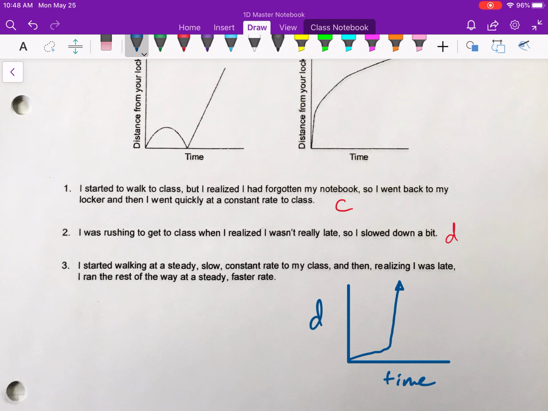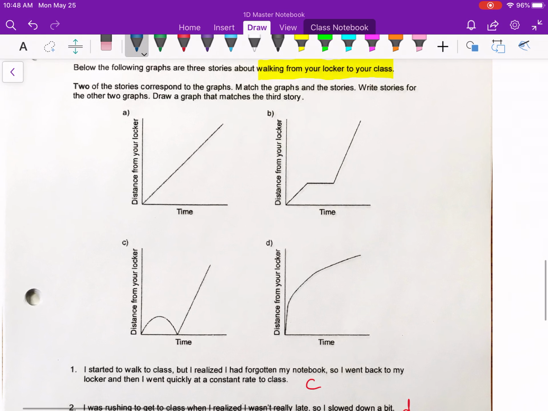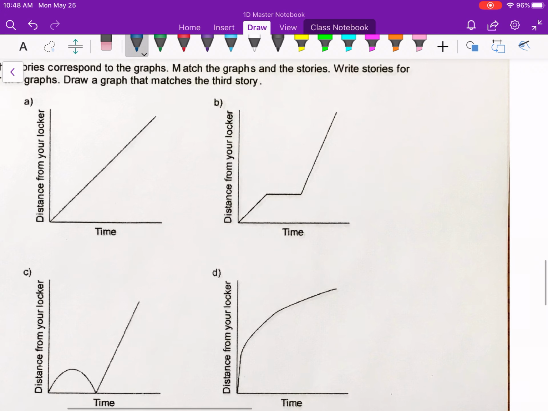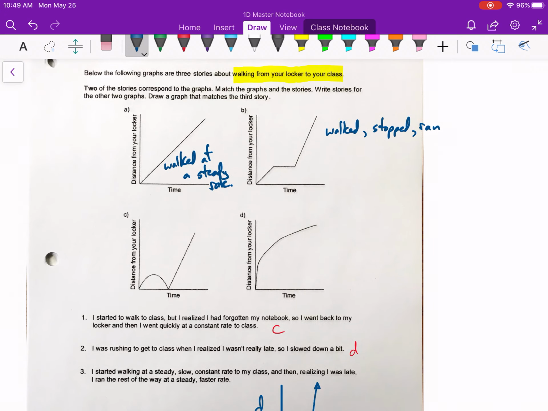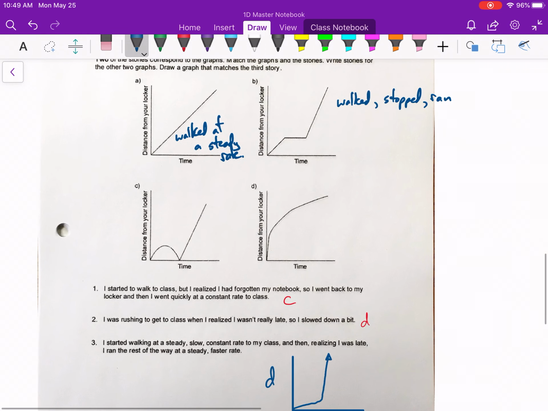As for coming up with stories for the other 2, we still haven't done B or A. Well, I described B. Walked, stopped, ran. That would be, just in some key words, what happened. Walked, then stopped, then ran. Those 3 sections. And this one just walked at a steady rate. And that's it for this little lesson.